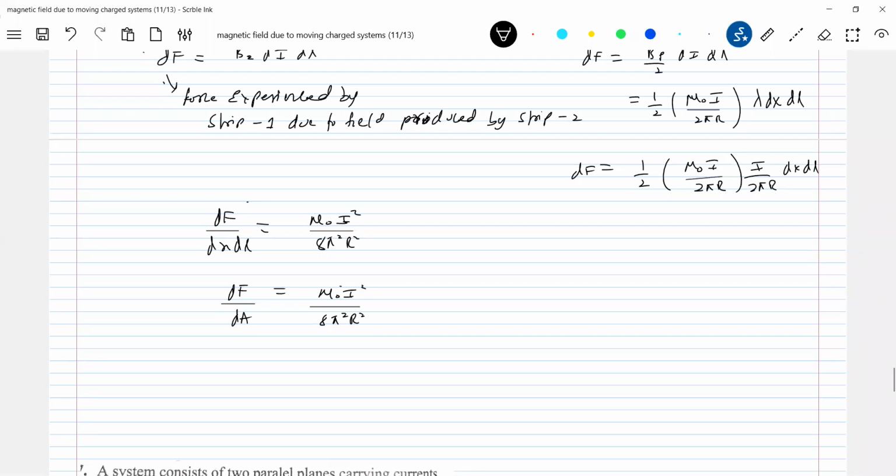So force per unit area is what you can call pressure, magnetic pressure. You write PB like this symbol. There's a magnetic pressure. How will this force act? What about direction?